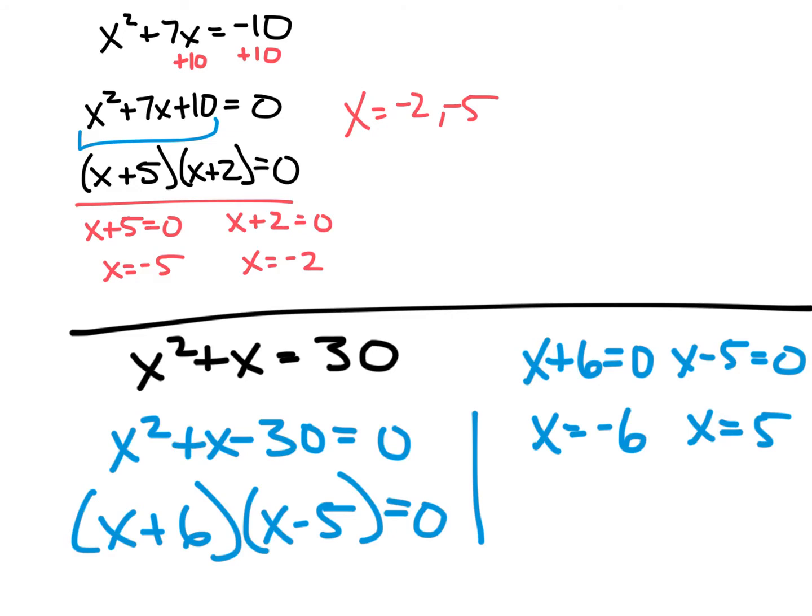All right, so after moving the 30 over to the other side of the equation, we can factor and see it's x plus 6 times x minus 5. Whenever we solve, we set each of those factors equal to 0, so x equals negative 6 and x equals 5. All right, and that's all for factoring the simple case.